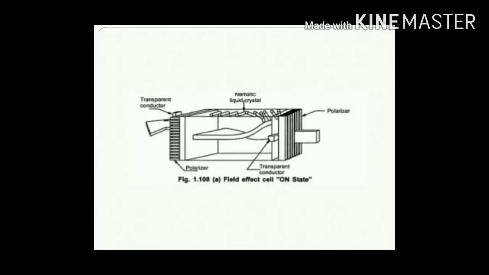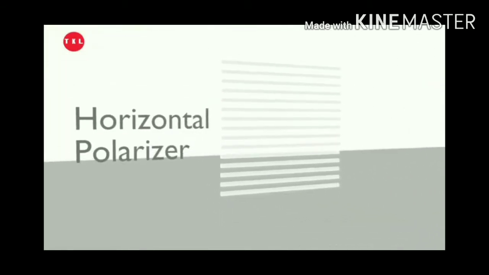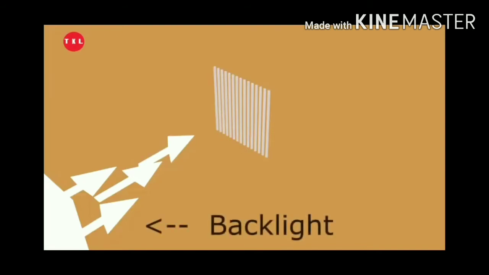In this, a polarizing filter works by only allowing light in a certain orientation to pass through. For better understanding, consider this as a light wave. There are two types of polarizers, vertical polarizer and horizontal polarizer. Consider a vertical polarizer. When light waves are passed through, it allows only the vertical light wave to pass through and blocks the horizontal light wave.